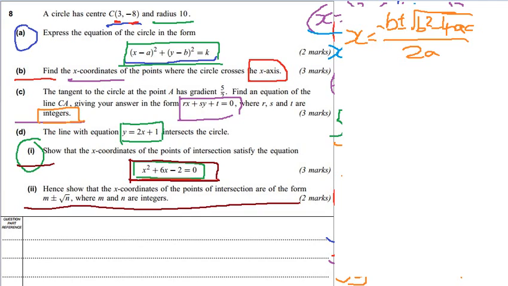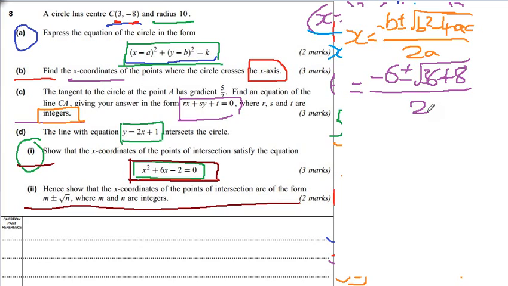So, that is equal to minus 6 plus or minus the square root of 36, b squared, 6 squared, minus 4 times a, which is just 1, so 4 times minus 2, so minus 8, so plus 8, I think, and divide that all by 2 times 1, which is 2.